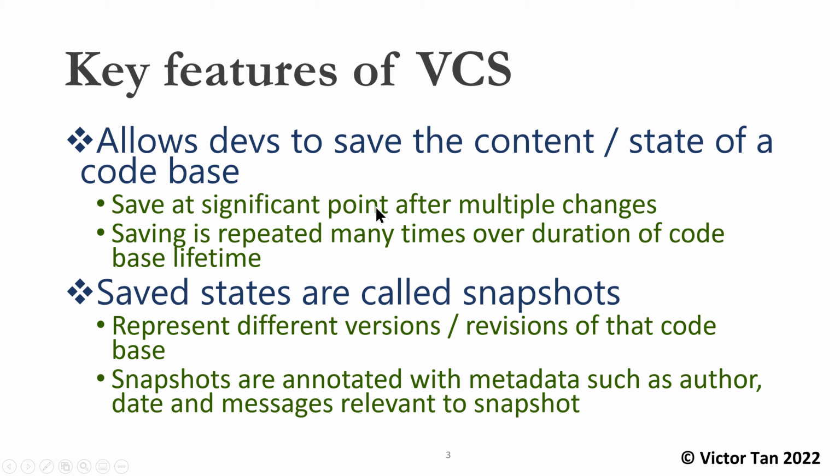At this milestone, they're going to tell the VCS to save the content of the code base. This saved content is called a snapshot, and multiple snapshots will be created as the code base is gradually built upon and evolves towards its final complete state. The snapshots represent different versions or revisions of the code base, and they will be annotated with metadata such as the author, the date, and the messages relevant to the snapshot.